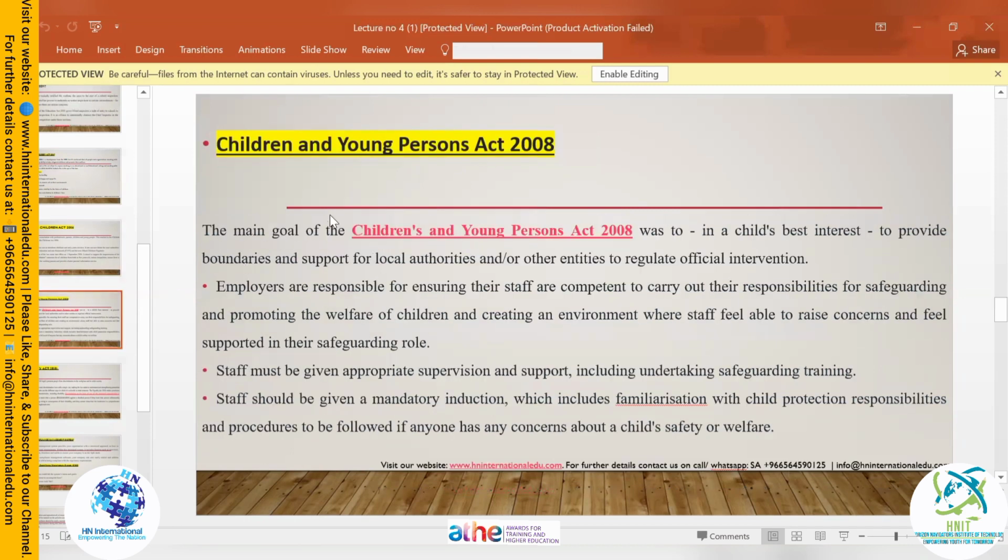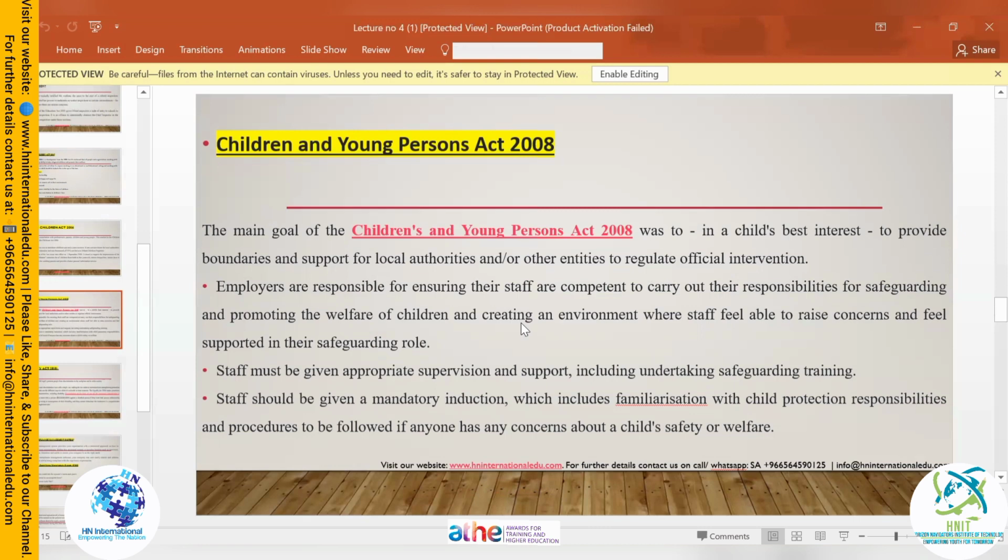The next one is the Children and Young Persons Act 2008. The main goal of this act was, in a child's best interest, to provide boundaries and support for local authorities or other entities to regulate official intervention. So this act basically worked on the principle that a person should be familiar with child protection responsibilities. Everyone should recognize that children matter and have a special place in their environment because they are the future of their countries.